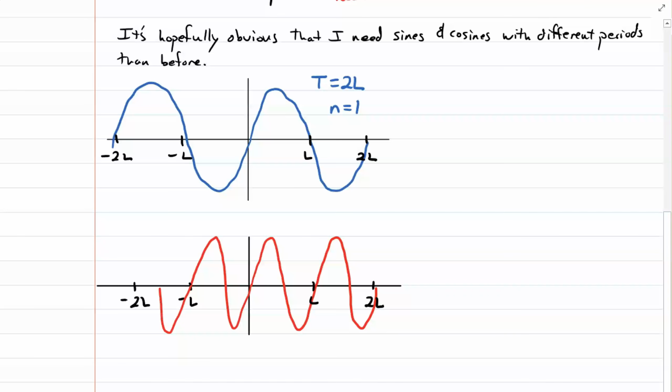And then one more time, something like that. Okay. So this has a period of L, and that would be n equals 2. And then, of course, I would have to add up all the other ones, but I'm just drawing those two to give you an idea.